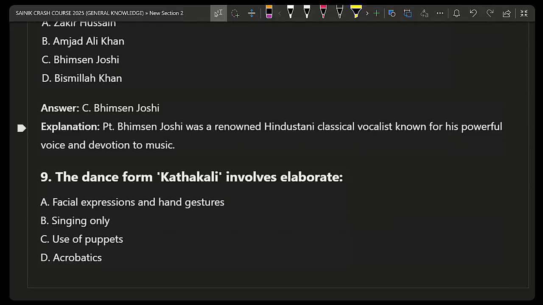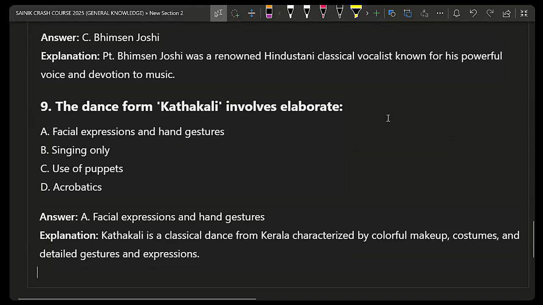Yes, the majority of the class gave the correct answer. Eight students said facial expressions and hand gestures, which is the correct answer. Kathakali is a classical dance form from Kerala, characterized by colorful makeup, costumes, and detailed gestures and expressions.